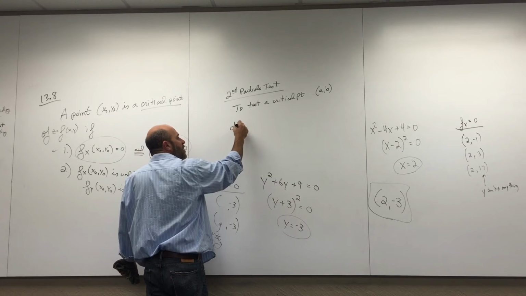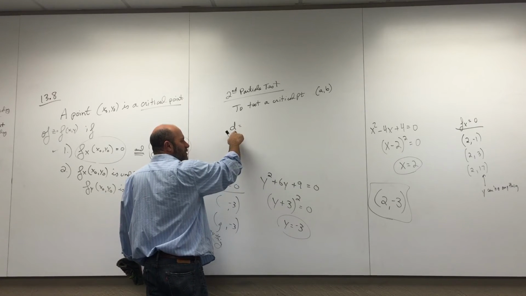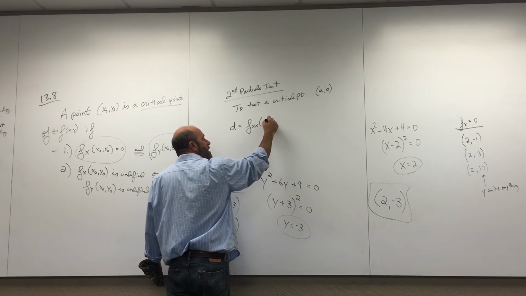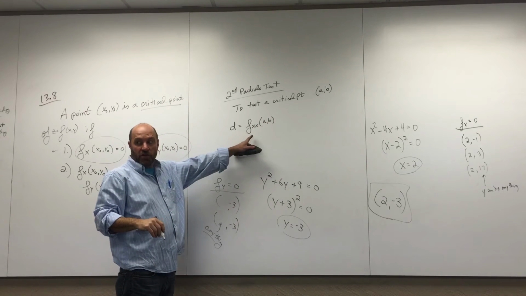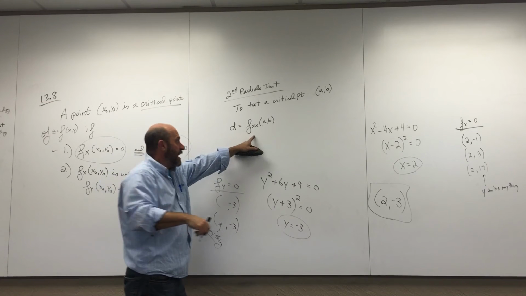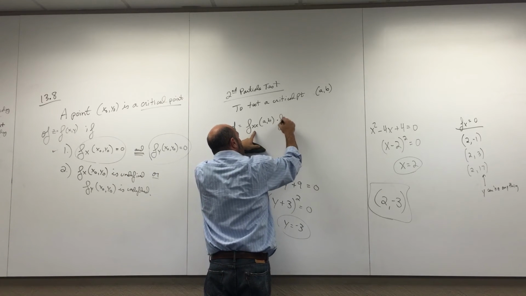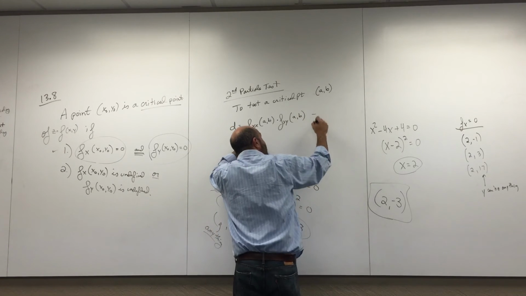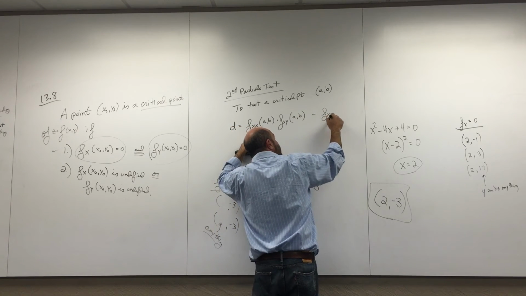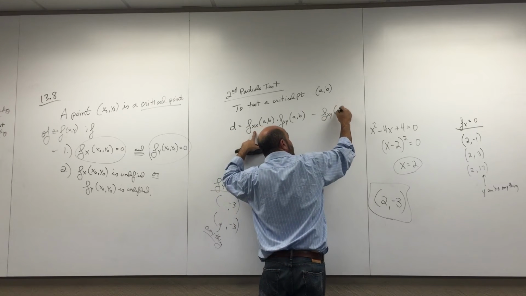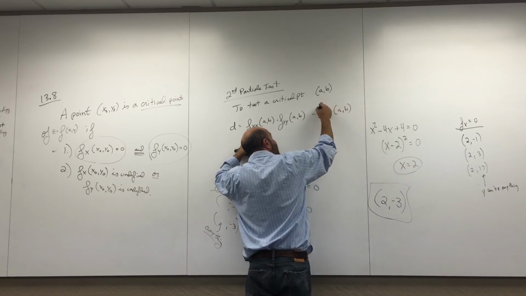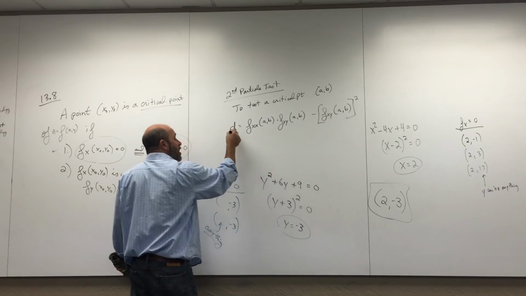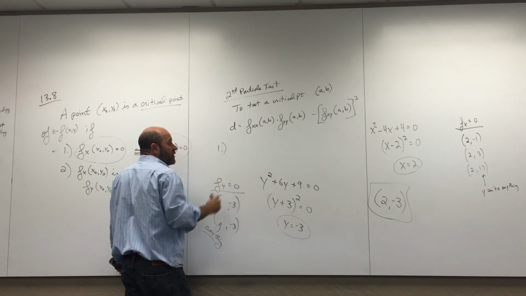You calculate this number D. Here's what it is. It's fxx evaluated at A, B. You know what that is. That's the second derivative with respect to x, multiplied by fyy calculated at A, B, minus fxy, that's that mixed partial evaluated at A, B, that guy squared. You calculate this number D, and then here's the results.